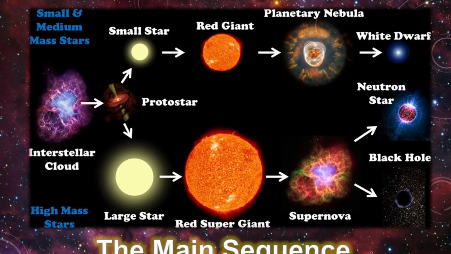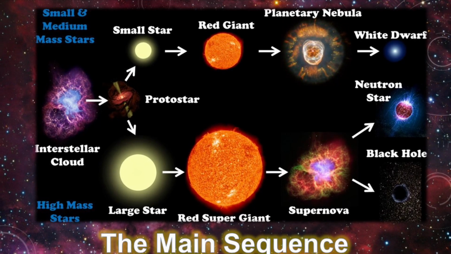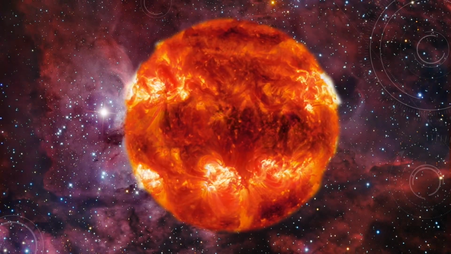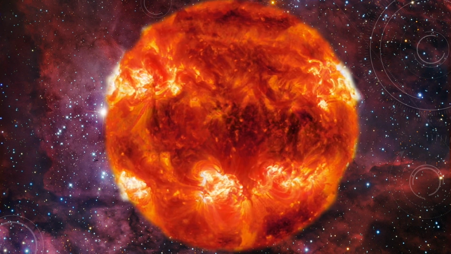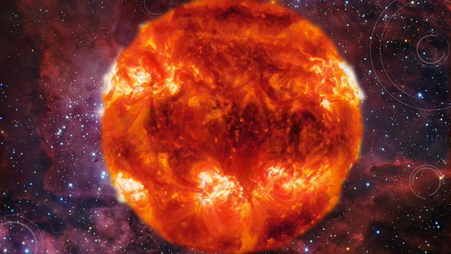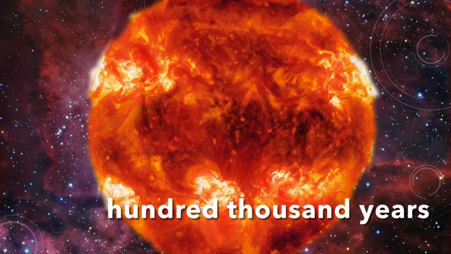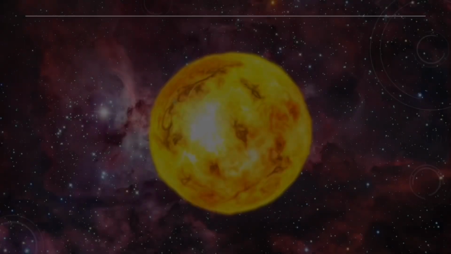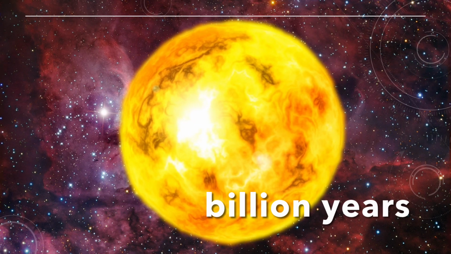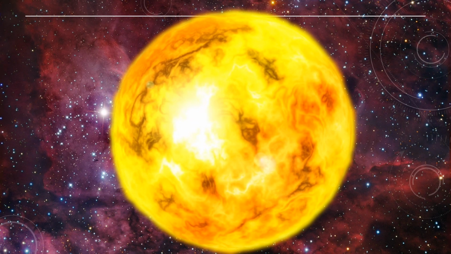The exact lifetime of a star depends very much on its size. Very large, massive stars burn their fuel much faster than smaller stars and may only last a few 100,000 years. Smaller stars, on the other hand, will last for several years because they burn their fuel much more slowly.